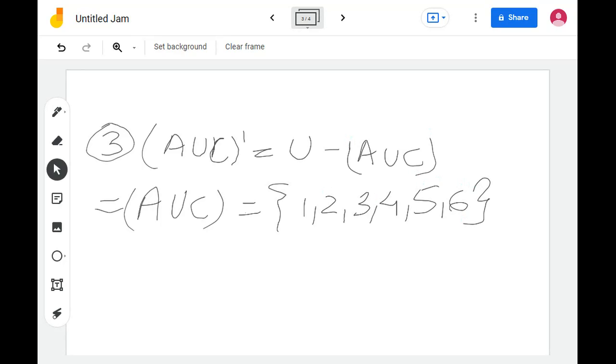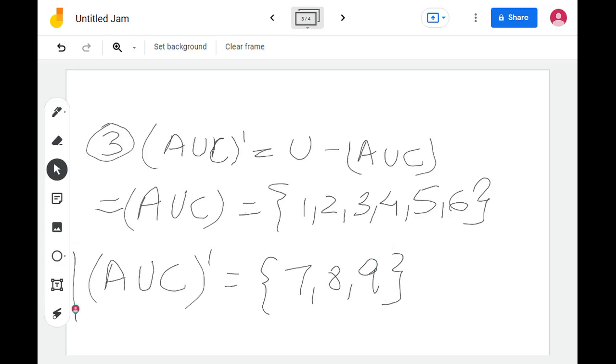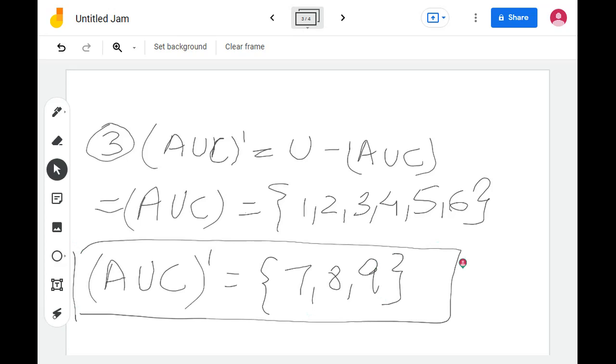Now A union C complement. The universal set is 1 2 3 4 5 6 7 8 and 9, and minus A union C, which is 1 2 3 4 5 6. So what we get is 7 8 and 9. This is A union C complement, the answer of the third part. Now we shift to the fourth part of the question.